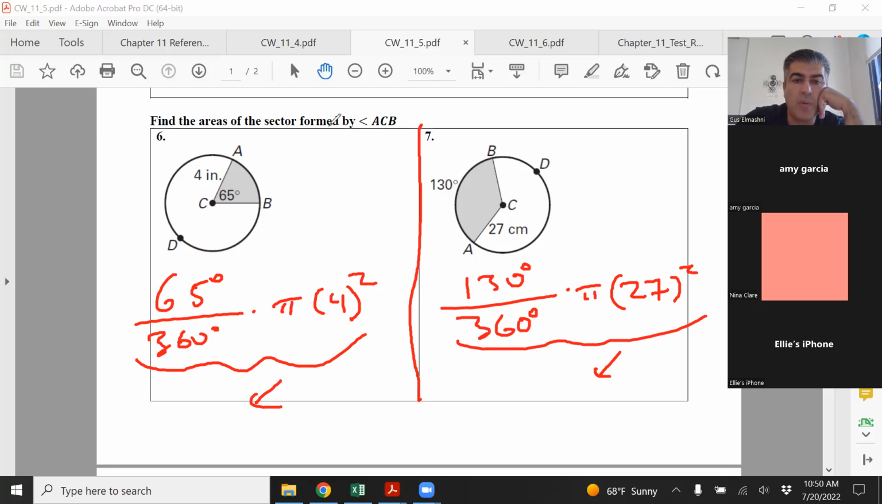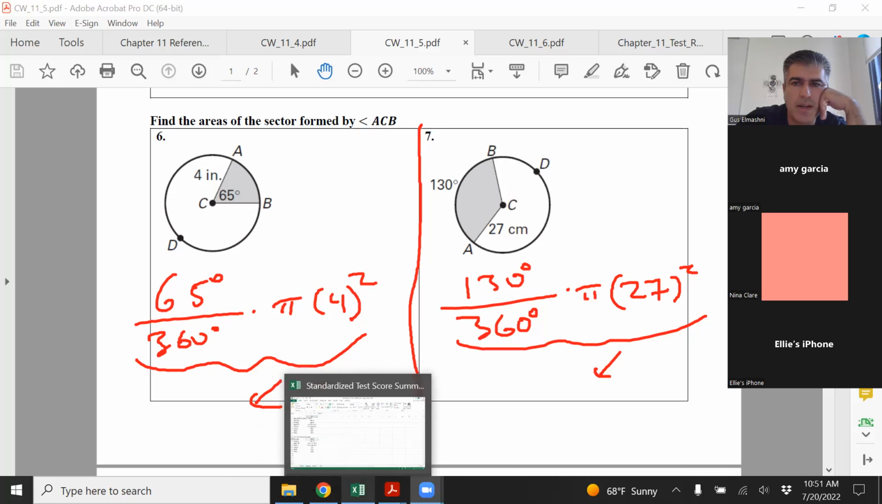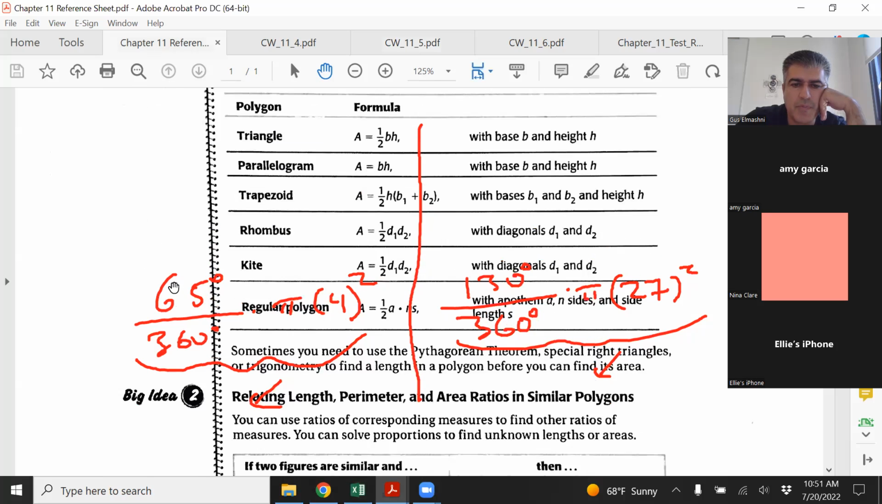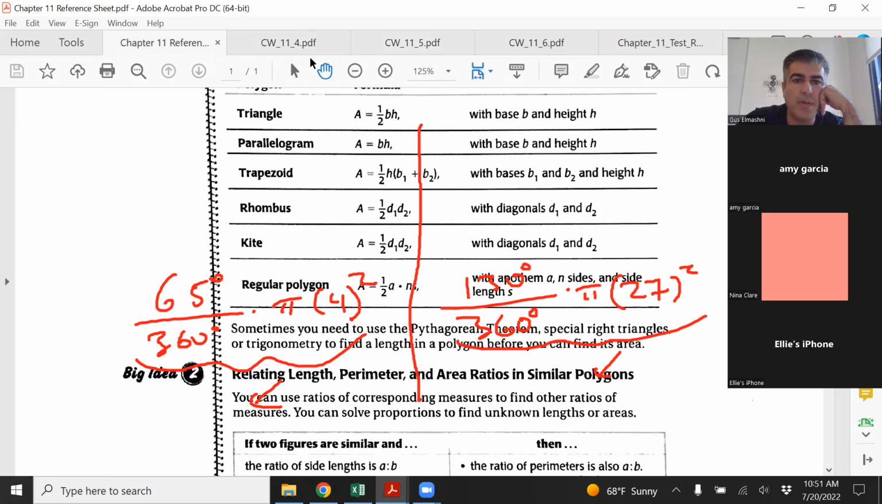Okay. Before we get too carried away, just remember there's a reference sheet. Hold on 1 sec.